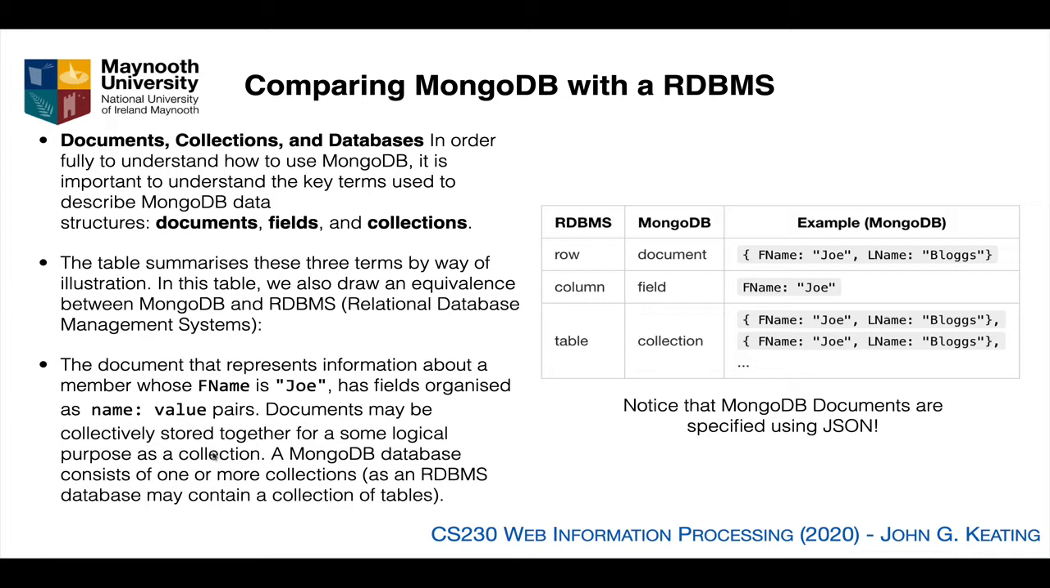Okay, and those collections form the database. A MongoDB database consists of one or more collections, just as a relational database management system database contains a collection of tables. And that's it. Once you get this, you can understand the various connections.